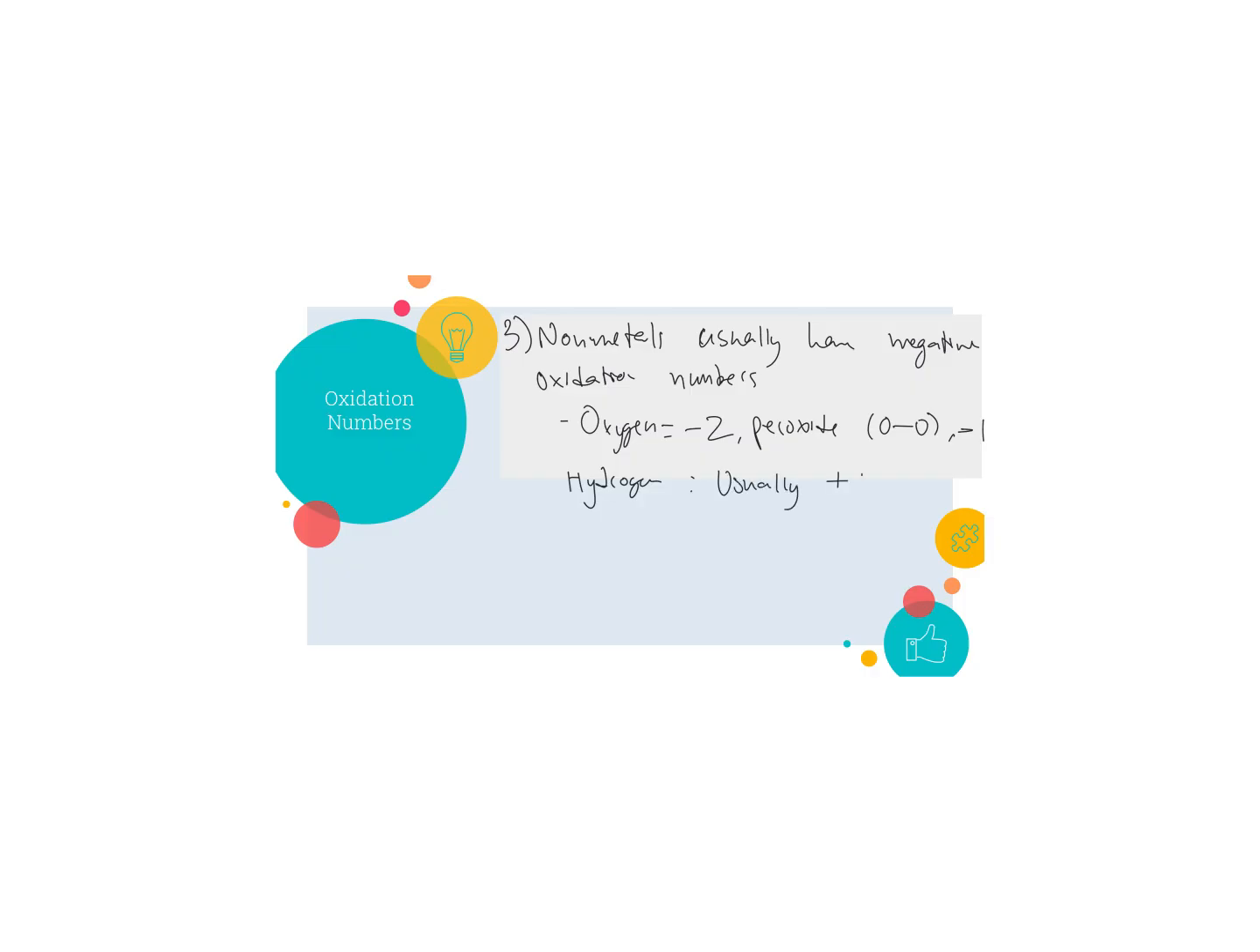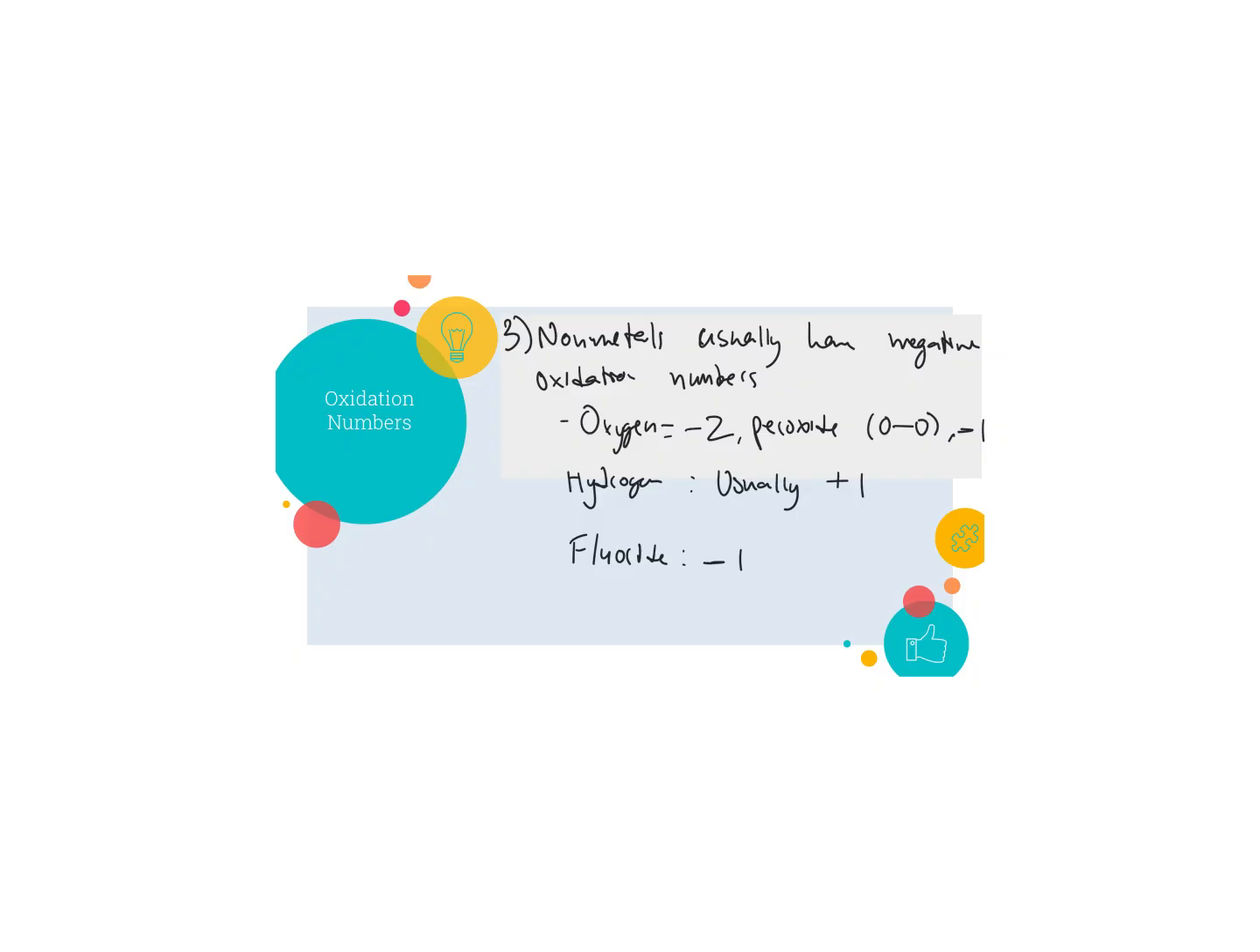Rule number 3: nonmetals usually have negative oxidation numbers. For example, oxygen is normally -2, but if it's in a peroxide where O is bonded to O, then it's -1. Hydrogen is usually +1. Fluorine, for example, is always -1.